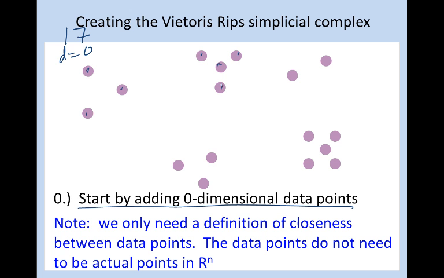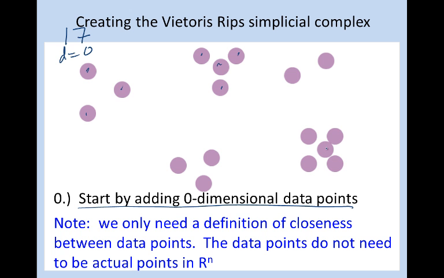Suppose I now increase the diameter of my ball, increasing the threshold. And now I can see that these two balls barely intersect, but they do intersect. And so now I join these two with an edge, and so now I have clustered these two data points with these small balls into a single cluster. And so I've gone from 17 clusters to now 16 clusters.